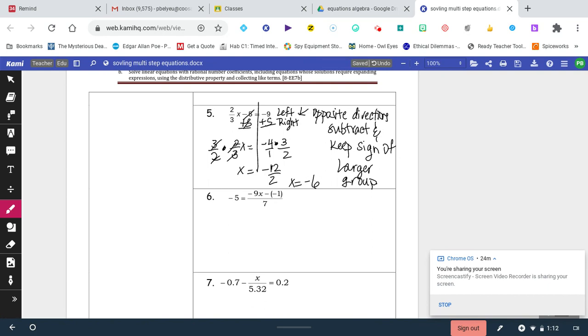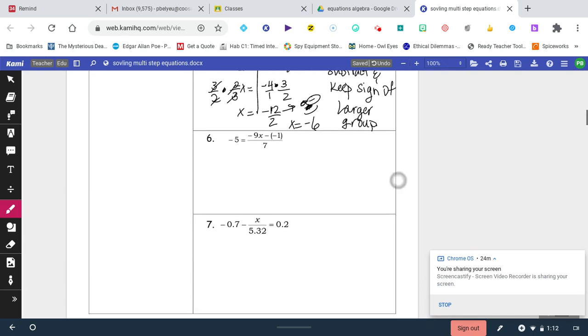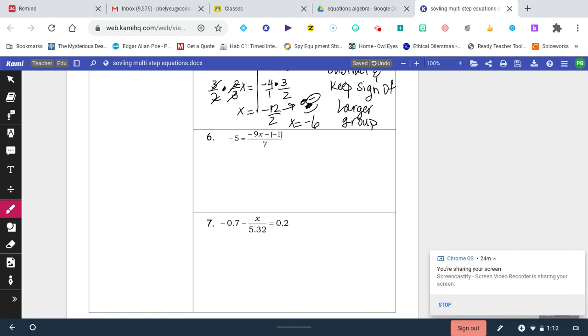And keep in mind, if you're doing division, just go back here and you can use a smiley face. A negative divided by a positive is a negative. All right, number 6 is a tad bit different. I'm going to rewrite it.